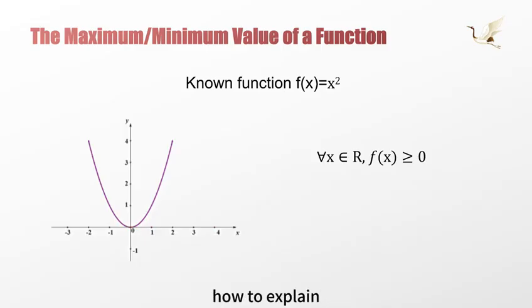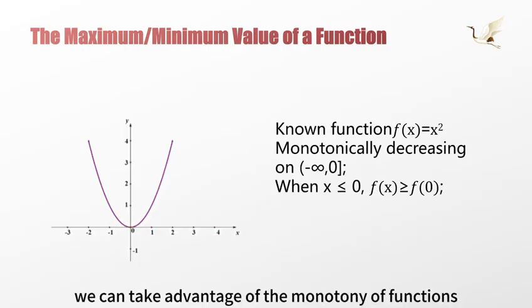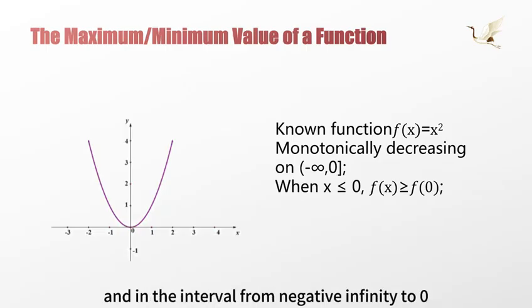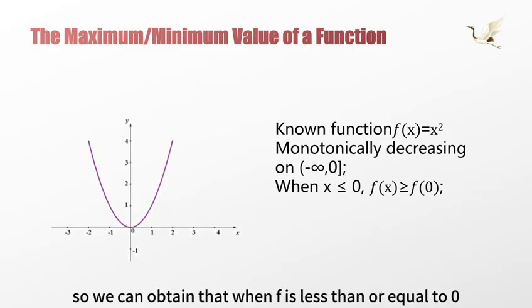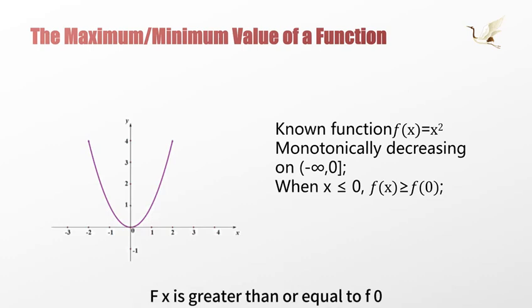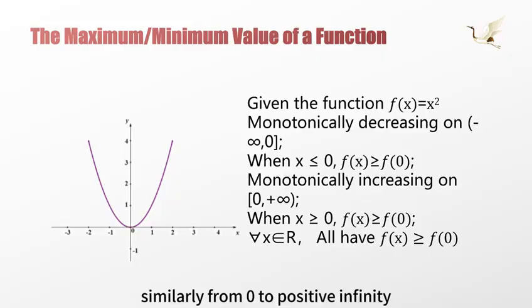How to explain? We can take advantage of the monotonicity of functions. In the interval from negative infinity to 0, the function f(x) equals x squared is monotonically decreasing, so we can obtain that when x is less than or equal to 0, f(x) is greater than or equal to f(0). Similarly, from 0 to positive infinity, the function monotonically increases. When x is greater than or equal to 0, f(x) is also greater than or equal to f(0).